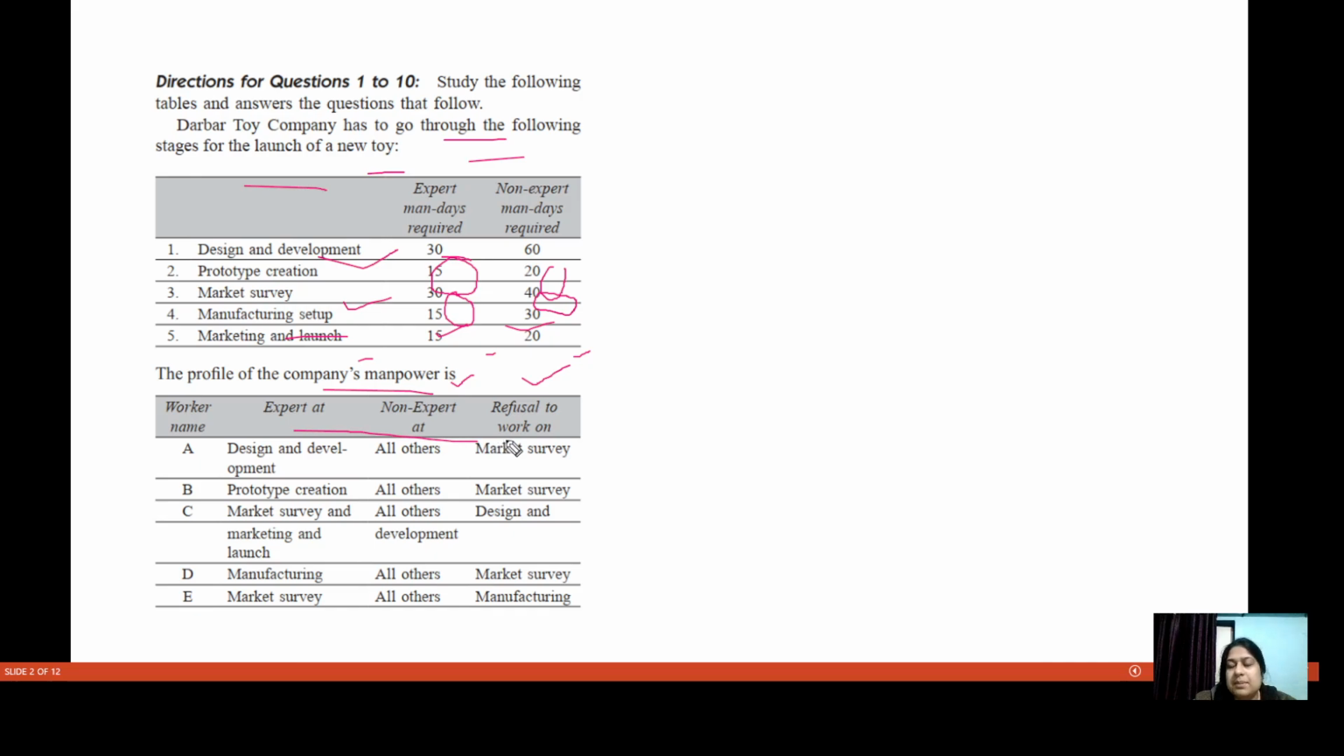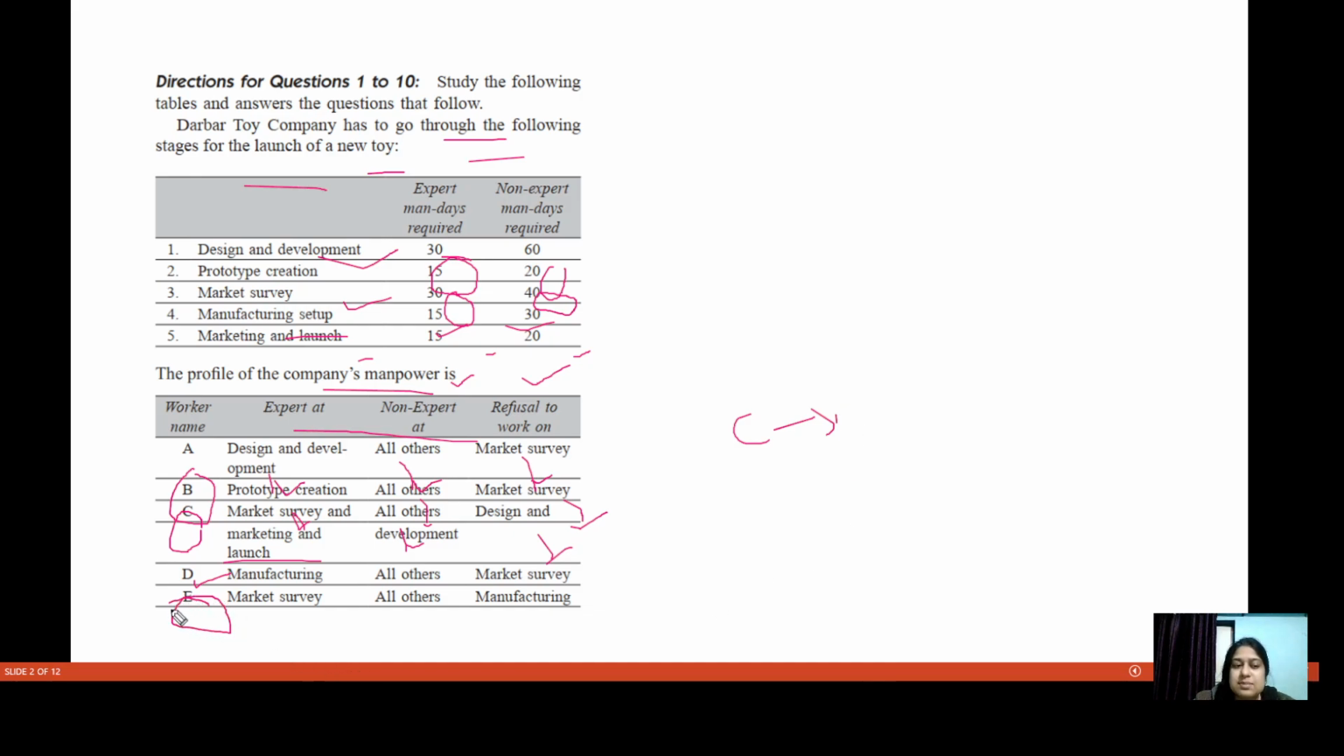And then the profile of the company's manpower is given. There is a worker named A. He is expert in design and development and non-expert at all others, and he is refusing to work on market survey. Similarly, worker B is expert at prototype creation, non-expert at all others, and refuses to work at market survey. Then worker C is non-expert at all others and refuses to work on design and development. C is expert in market survey as well as marketing and launch.